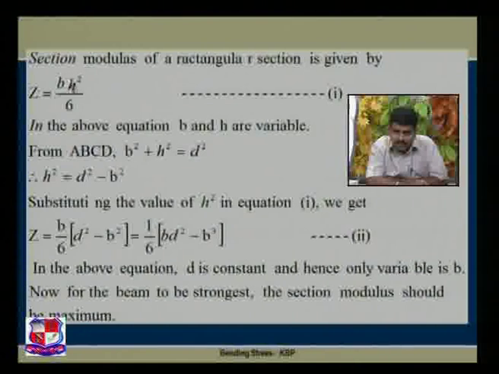Because H square is directly given to us, we do not have to carry out the square over here. Please be careful, because the value of H square we have to replace directly. So we achieve Z is equal to 1 by 6 bracket B d square minus B cube. This is my second equation. Now, in this equation, small d, the diameter of the log of wood, is constant, hence the only variable is B.